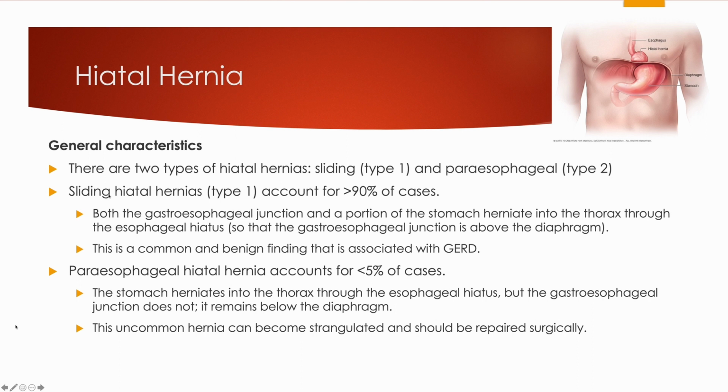By far, the sliding hiatal hernia, type 1, is the most common. A lot of people have small hiatal hernias and don't even know that they have it. I have one. I didn't know I had it until I had an EGD done. It's benign in most cases, but it is associated with GERD, with gastroesophageal reflux. The type 2 hiatal hernia is slightly more prone to strangulation, so sometimes these do have to be repaired surgically.